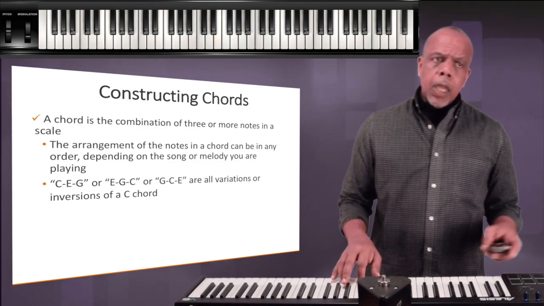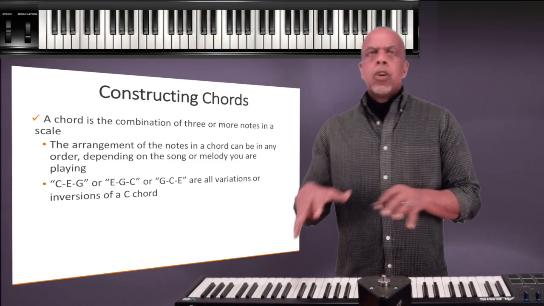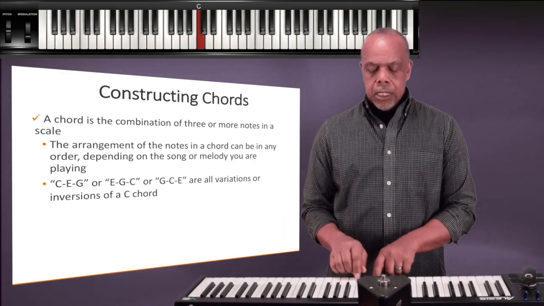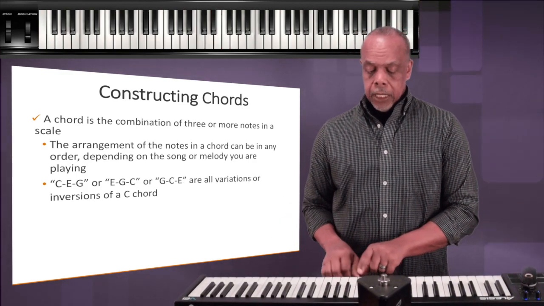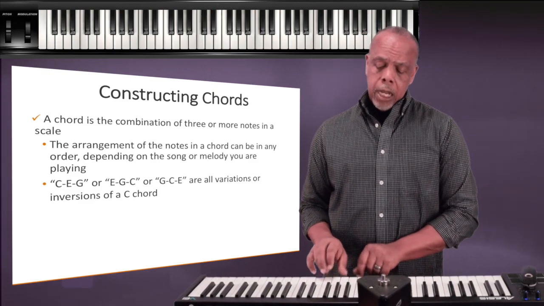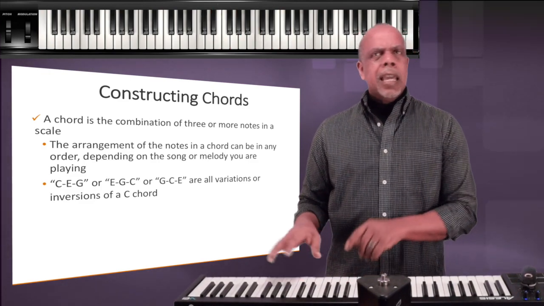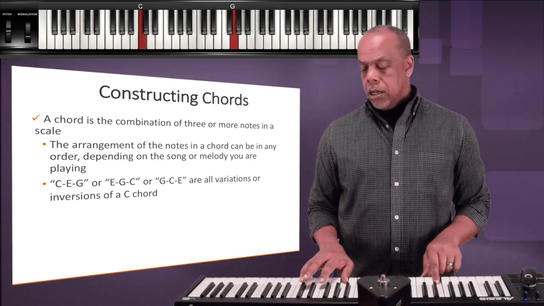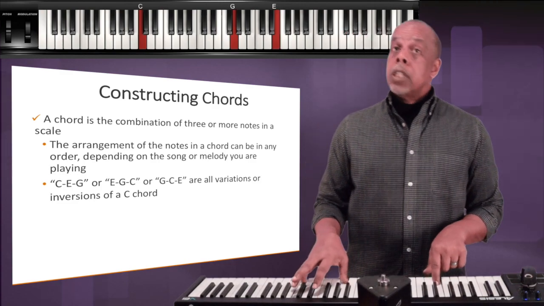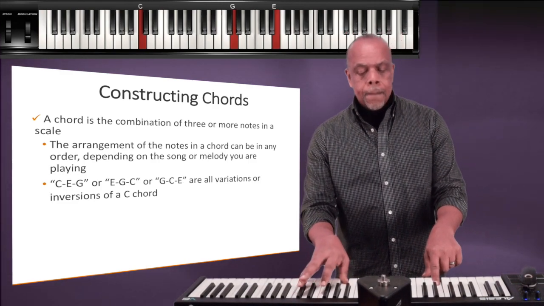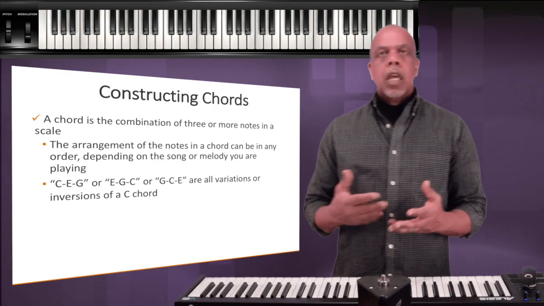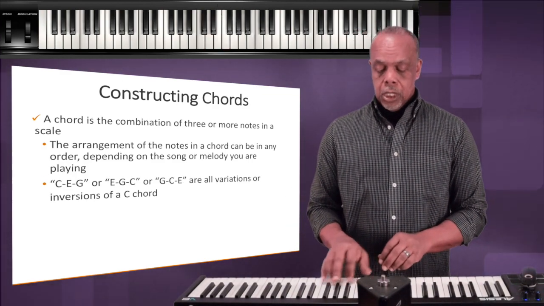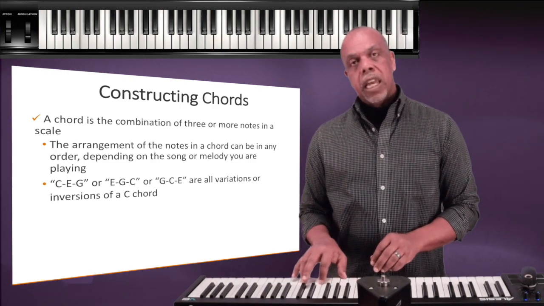Now, thing to remember: you can arrange those three notes any way you want in that chord. I can play C, E, G, I can play E, G, C, or I can play G, C, E. Doesn't matter. I can play a C down here, a G right there, and an E right here. Still a C chord, okay? Very important to remember, because that's what they call inversions: the root would be C, then first inversion and second inversion.